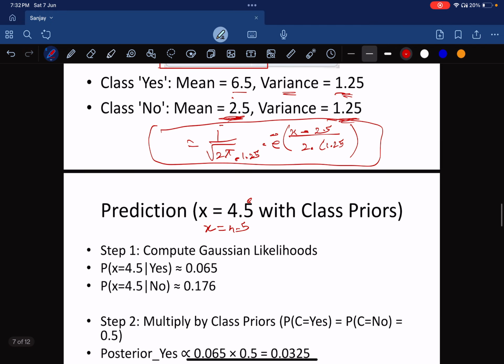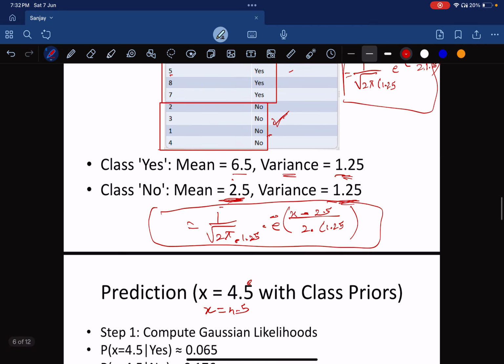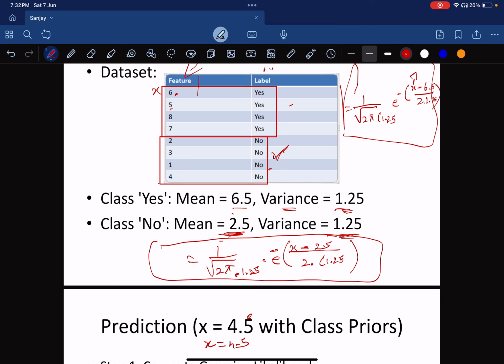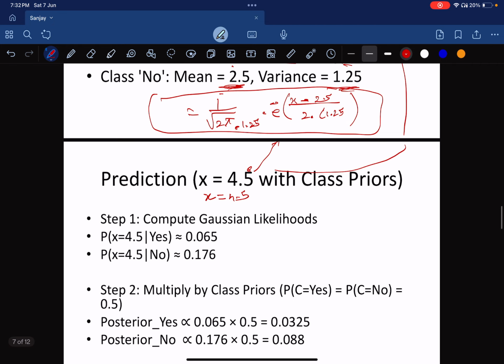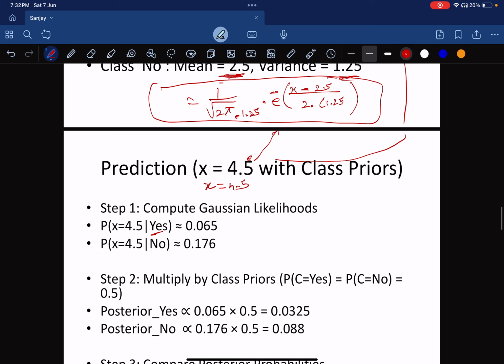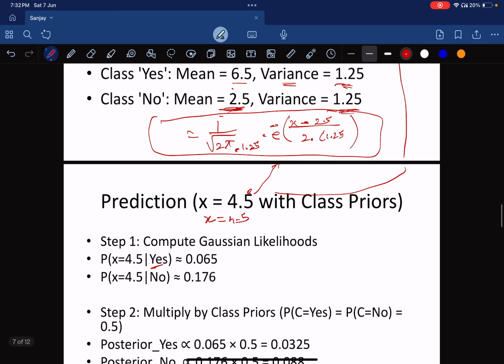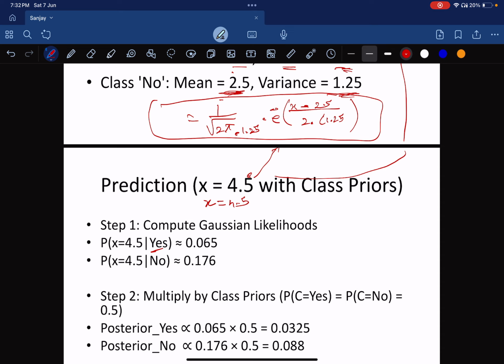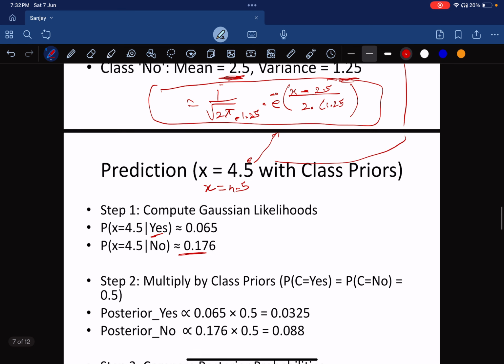For the new data point 4.5, there are two classes. This data point goes into this function for the Yes class, and also into this function for the No class, and it will return the answer. For example, for the Yes class, for this data point, the answer is 0.065, and for the No class, with only one feature, the probability is 0.176.